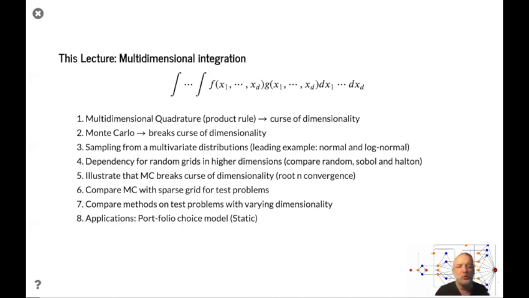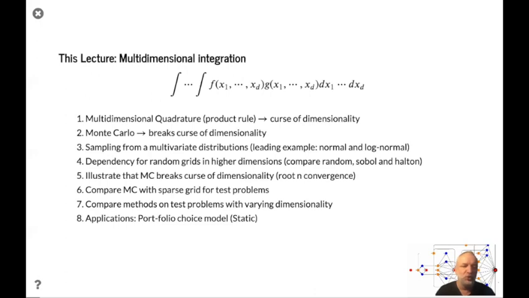There are some issues with dependency of some of these random grids in high dimensions, and I'll compare these different types of draws. In particular, Halton draws have some issues, and then what people do is they shuffle them around to avoid that dependency that you don't really want. Anyway, it's going to be very clear when you see the pictures.